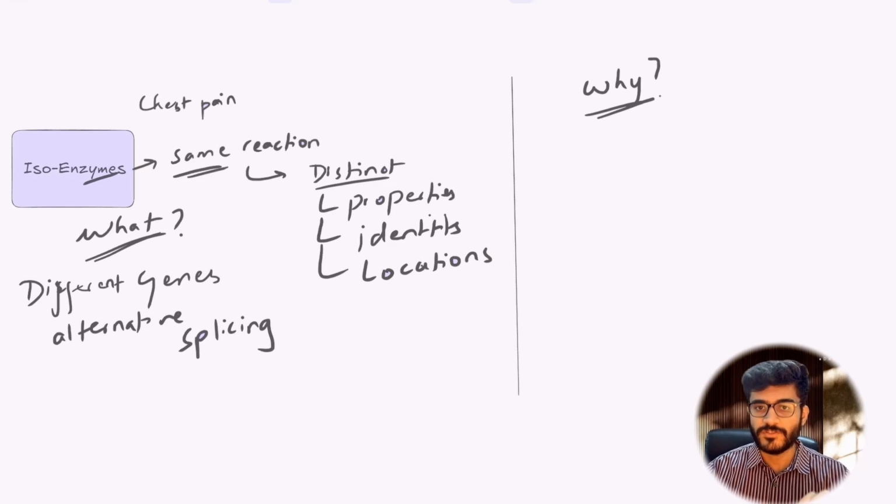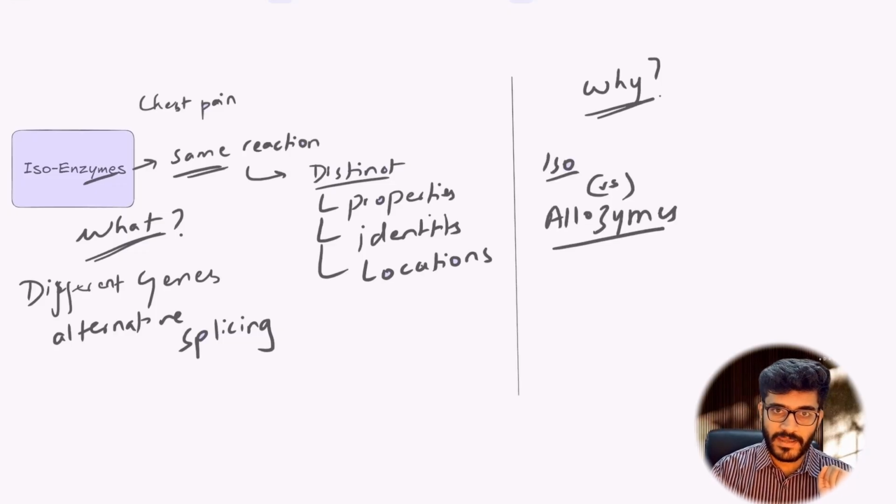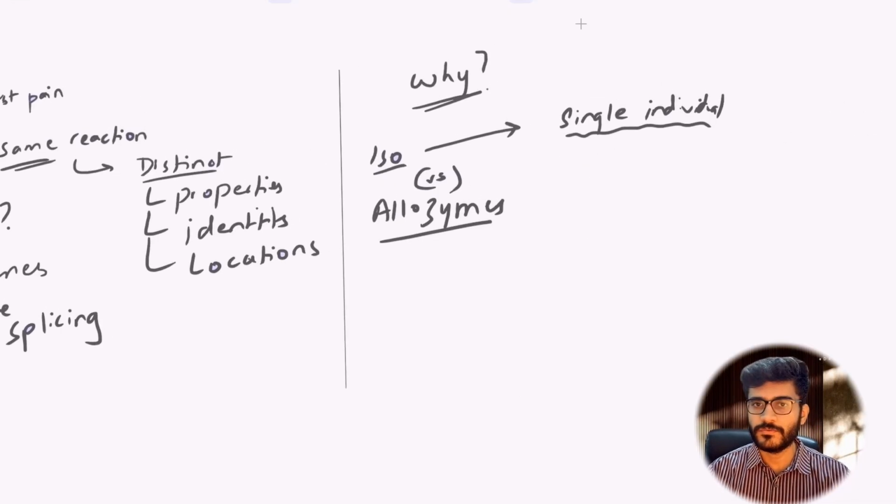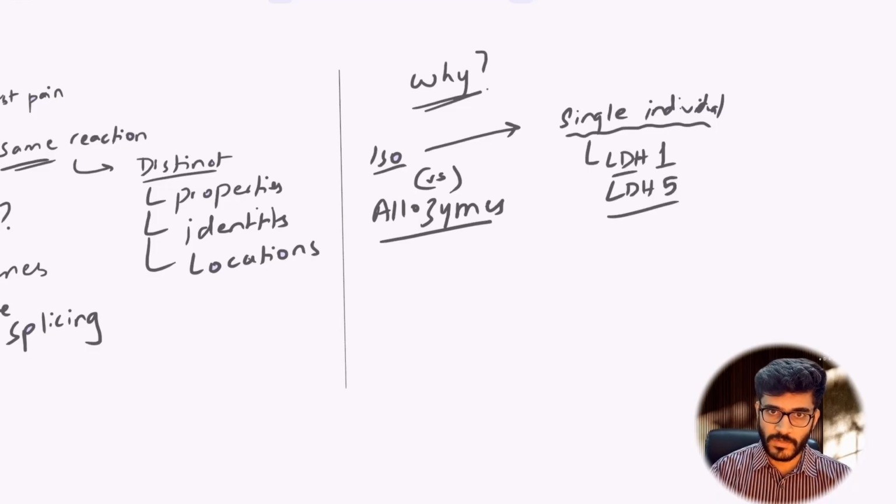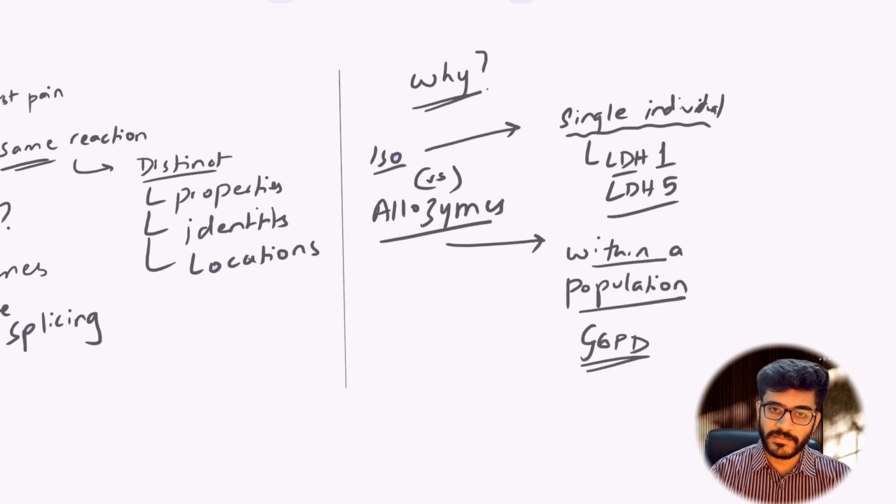It's biological efficiency. Now here we come to a quick distinction, mainly between isoenzymes and allozymes. Isoenzymes are different forms in a single individual. Now this can occur due to different genes or splicing. An example of this is LDH1 in heart and LDH5 in liver. These are classical examples of isoenzymes. But allozymes are different forms within a population from different alleles at a single gene locus. Example, different variants of G6PD in different individuals.